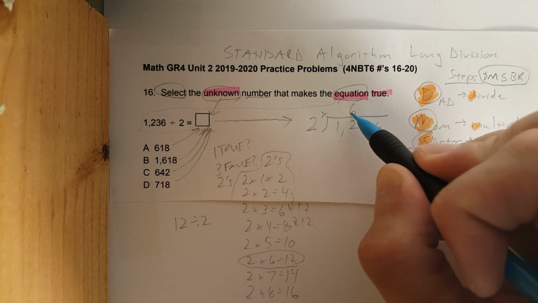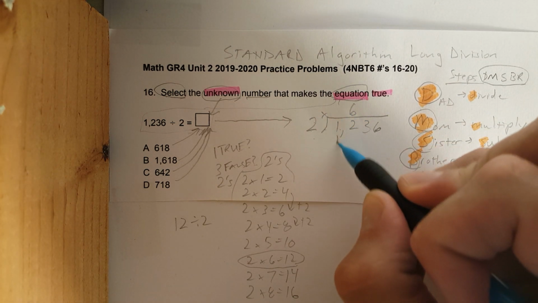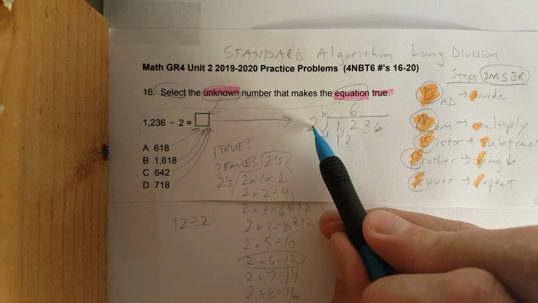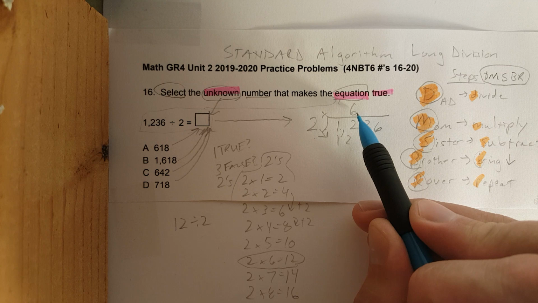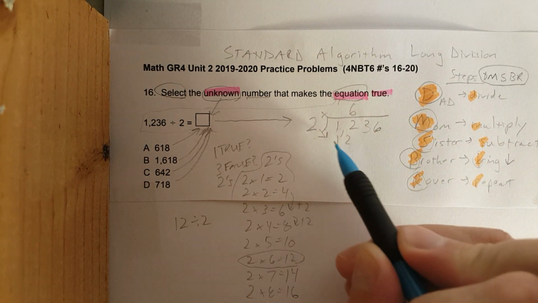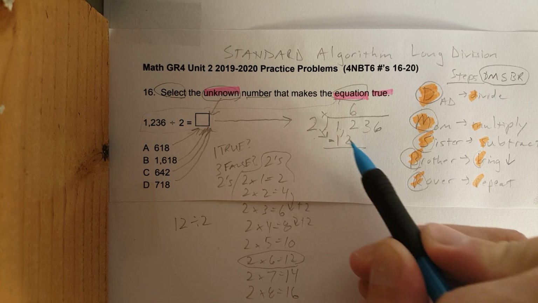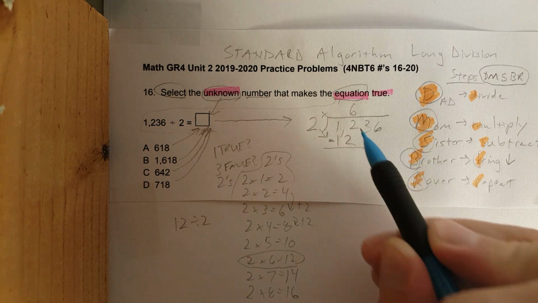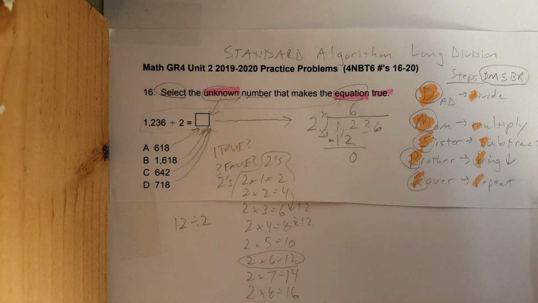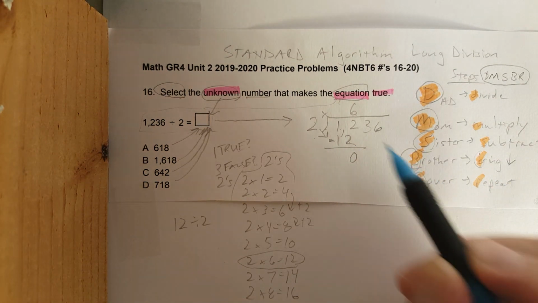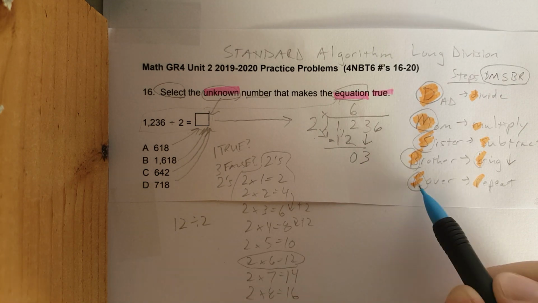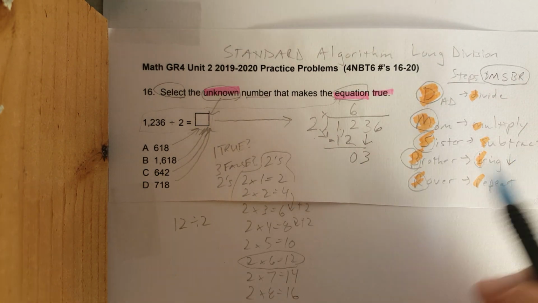I put a 6 here. 12 divided by 2 is 6. 6 times 2 is 12. Next step, I subtract. 12 take away 12 is 0. Bring down. I bring down the 3. I repeat the whole process.